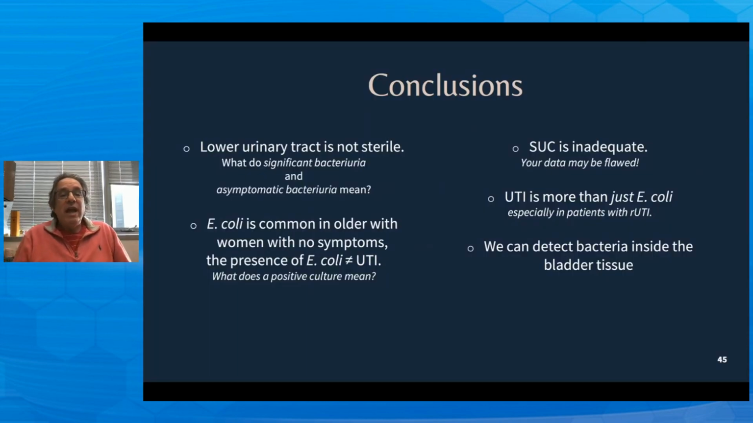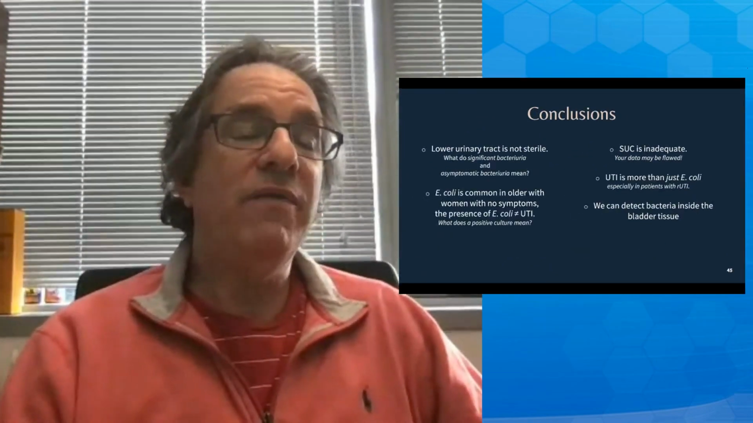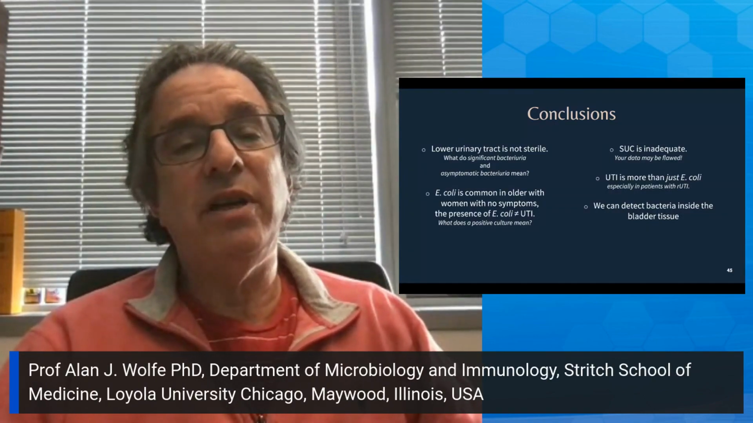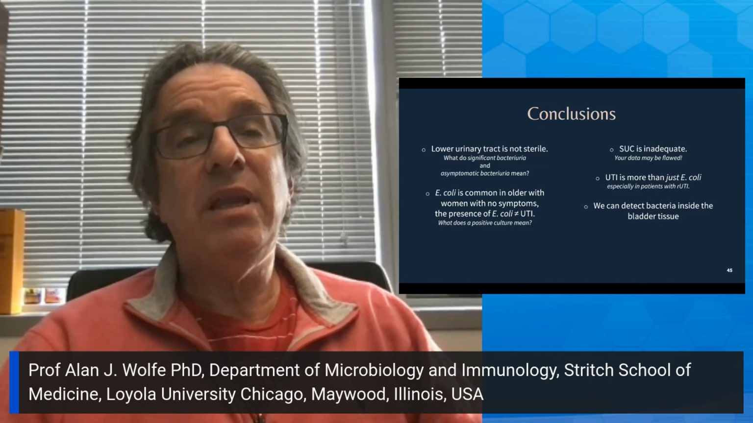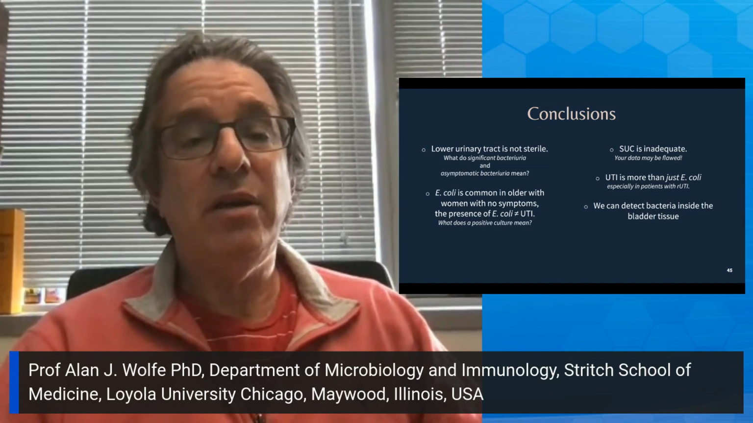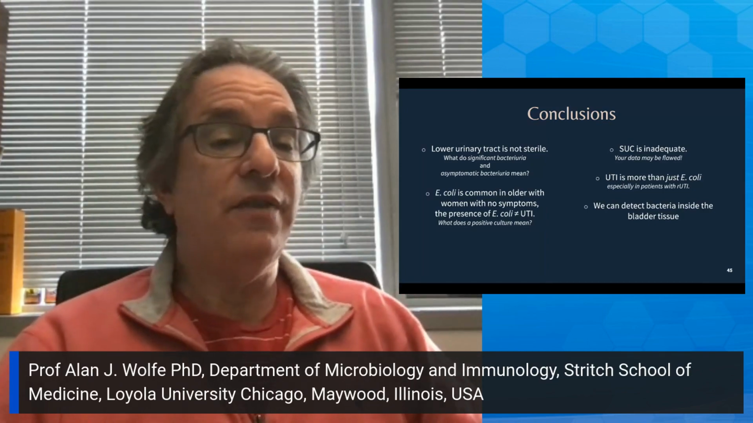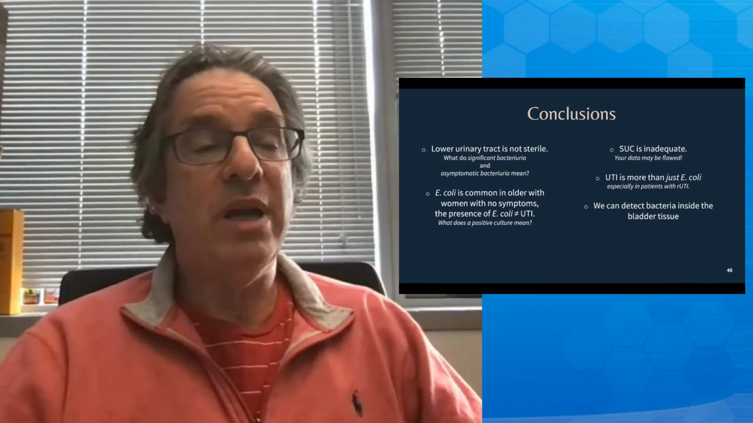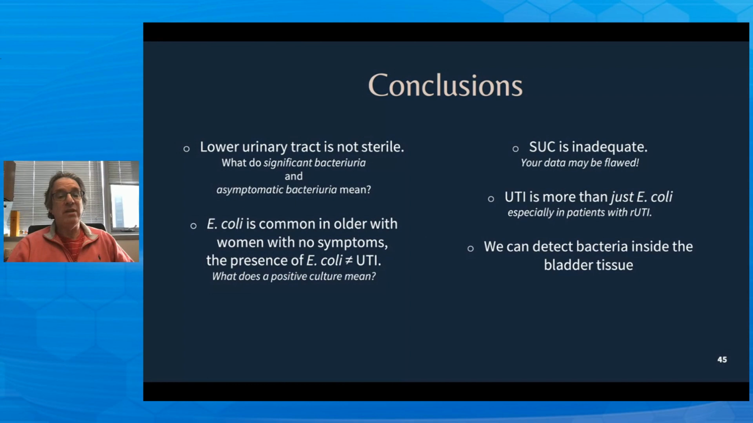So let me conclude. The lower urinary tract is not sterile. The bladder is not sterile. And given that, if everybody is bacteriuric, what does significant bacteriuria or asymptomatic bacteriuria really mean? Maybe these are terms that need to be retired, or at least differently defined or more precisely defined. E. coli is common in older women with no symptoms, so the presence of E. coli does not necessarily mean that person has a UTI.